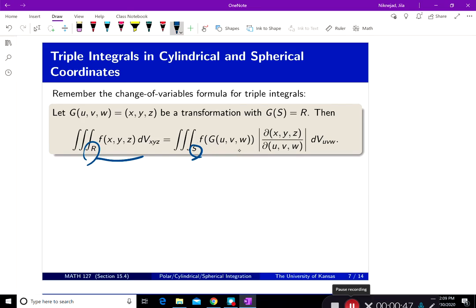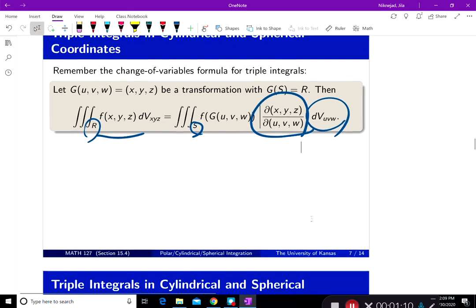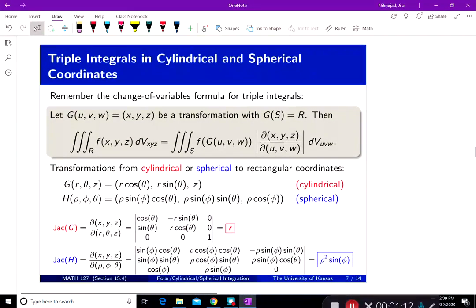Instead of x, y, z, you would have x of u v w, y of u v w, and z of u v w, which is the g of u v w. And then you will have the absolute value of the Jacobian and then the volume element, basically in the u v w coordinates. Now, if you're doing cylindrical or spherical, you have to find this Jacobian over here.